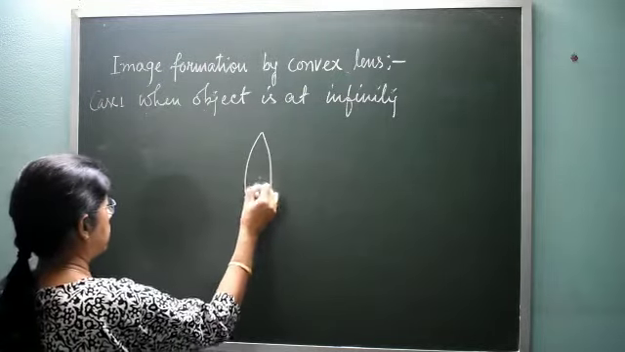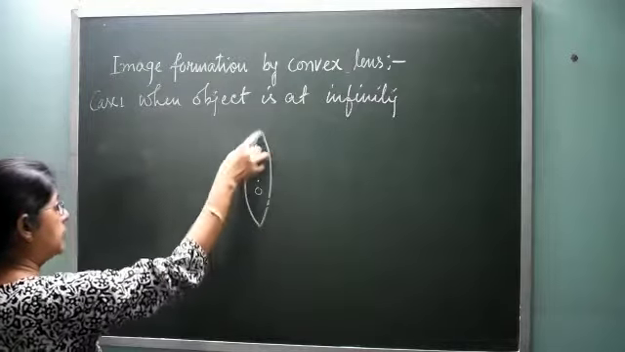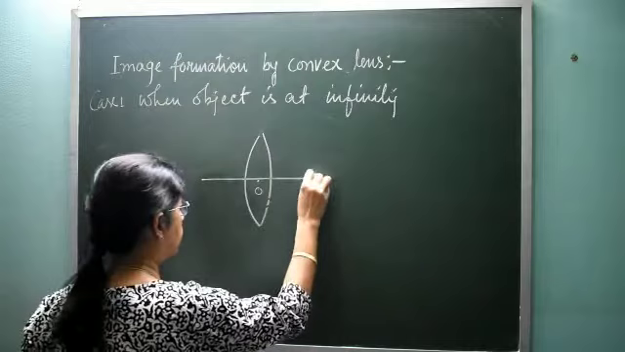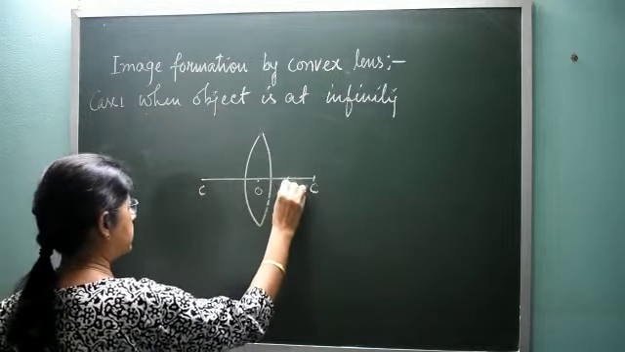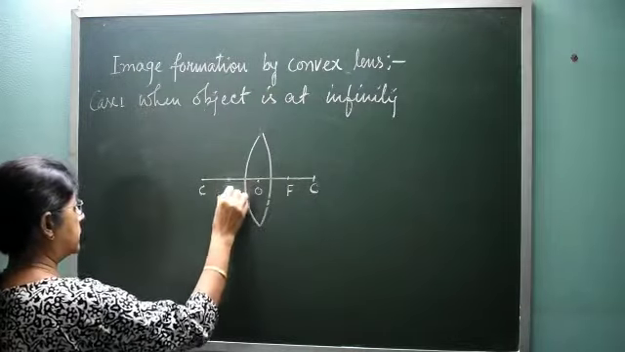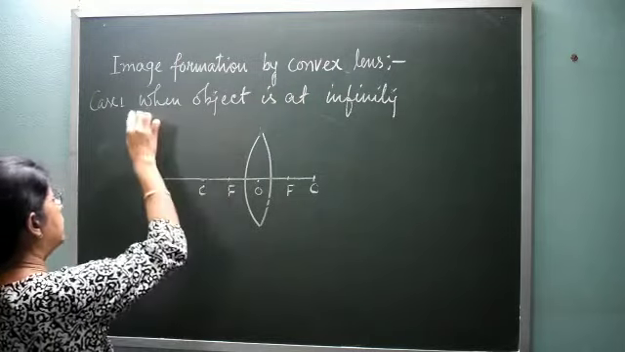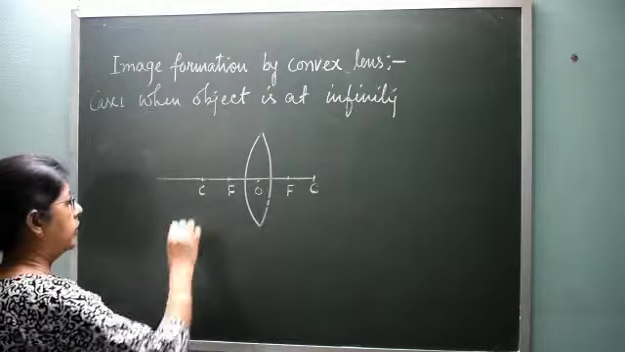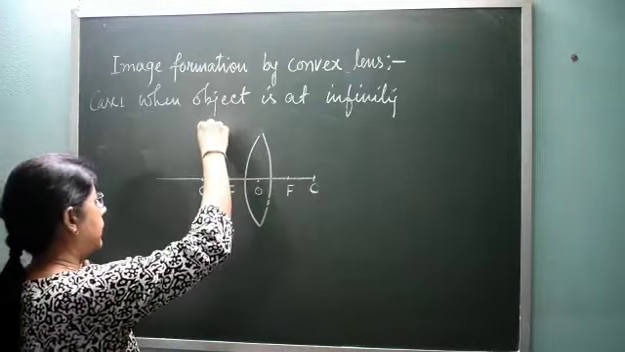So midpoint is optical center. There are 2 surfaces. This is one surface, and this will be another surface. Accordingly, you locate C, means center of curvature. Half of the radius of curvature, there will be focus. According to the first case, the object is lying at infinity. We already know the light rays coming from a far object are always considered to be parallel.